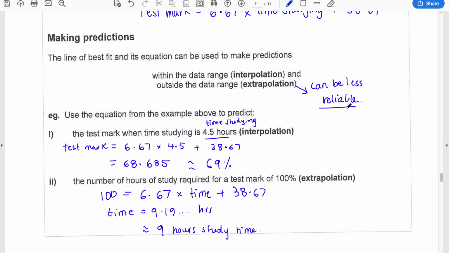So what's most important is that you recognize when you are extrapolating, it can be less reliable than when you are interpolating. So I'm going to finish there and you're going to now be able to complete some of the exercises where you are required to make some predictions.